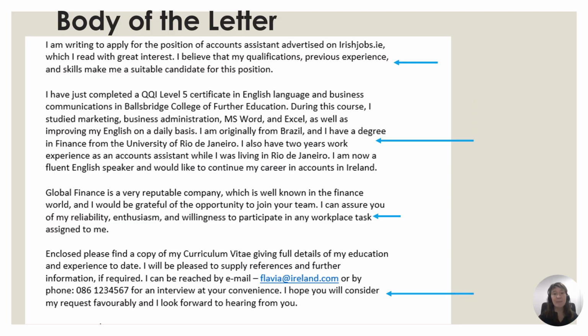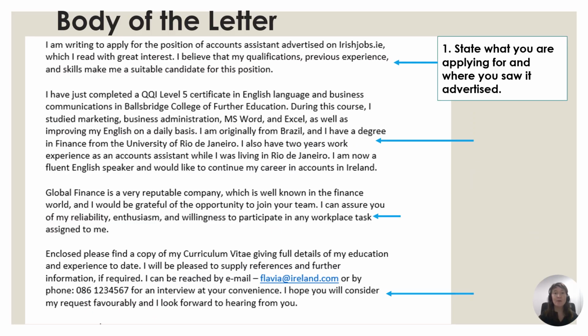Okay, so you can see the body of the letter here. Let's look at the first paragraph. In the first paragraph I am outlining the job that I'm applying for. So state what you are applying for and where you saw it advertised. I said I'm writing to apply for the position of accounts assistant advertised on Irish Jobs, which I read with great interest. I believe that my qualifications and previous experience and skills make me a suitable candidate for this position.